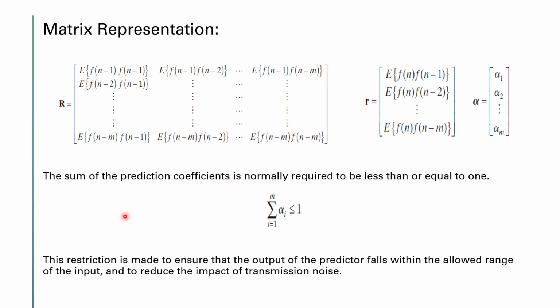The sum of the coefficients should be less than or equal to 1, so that the allowed range of the input reduces the impact of transmission noise.